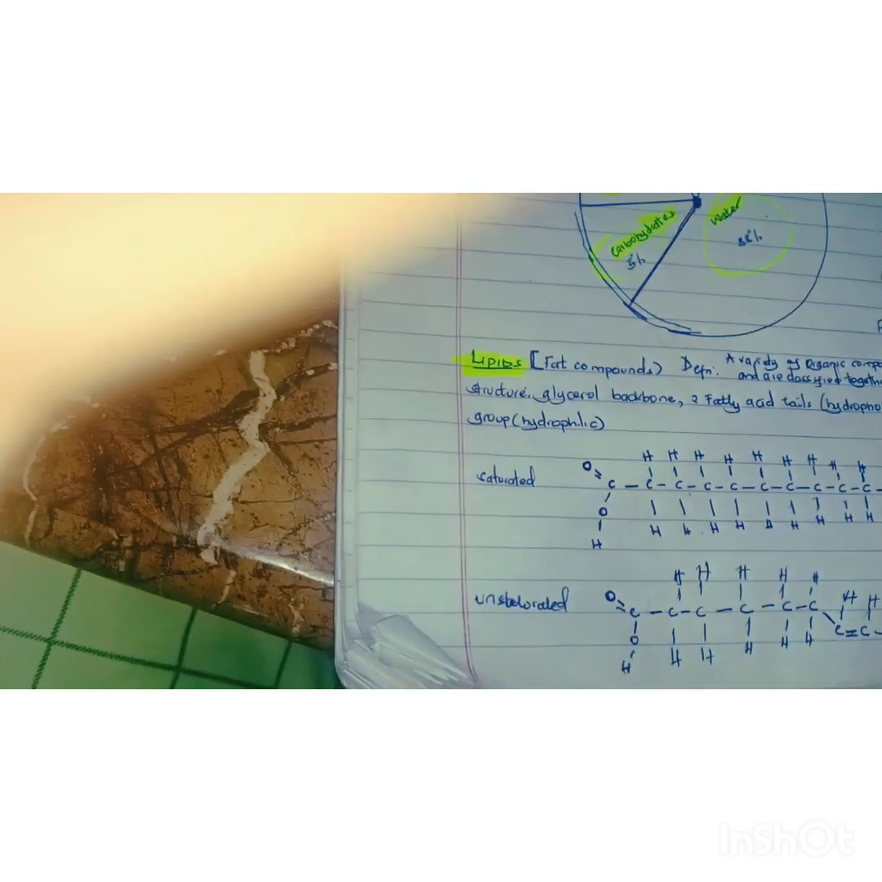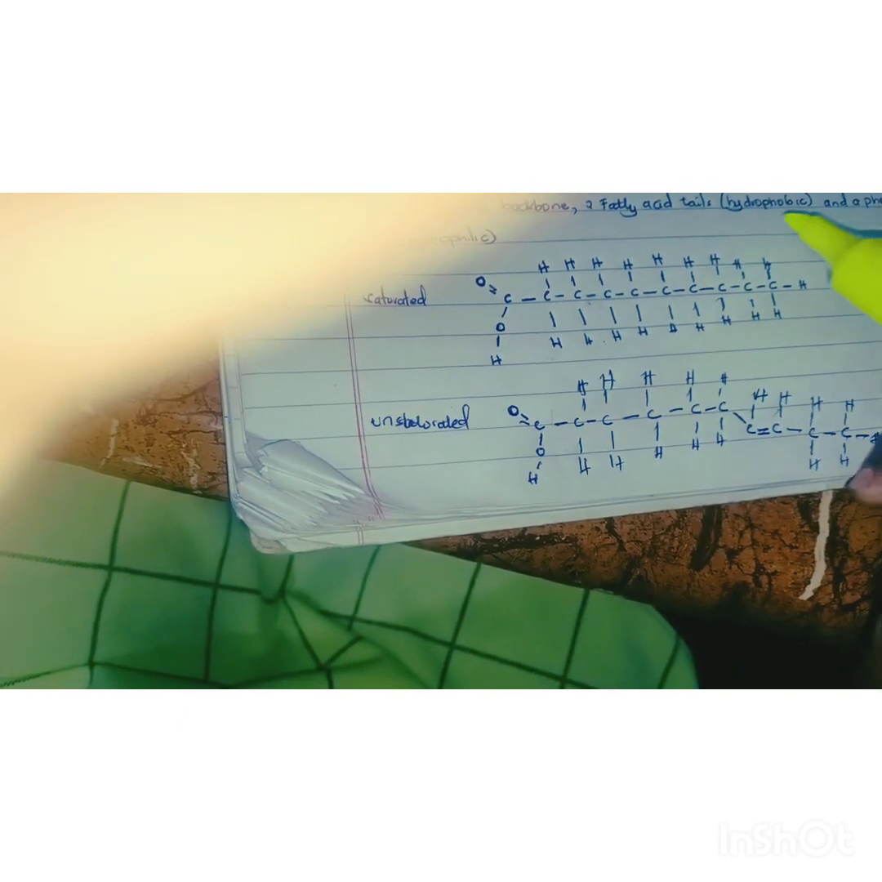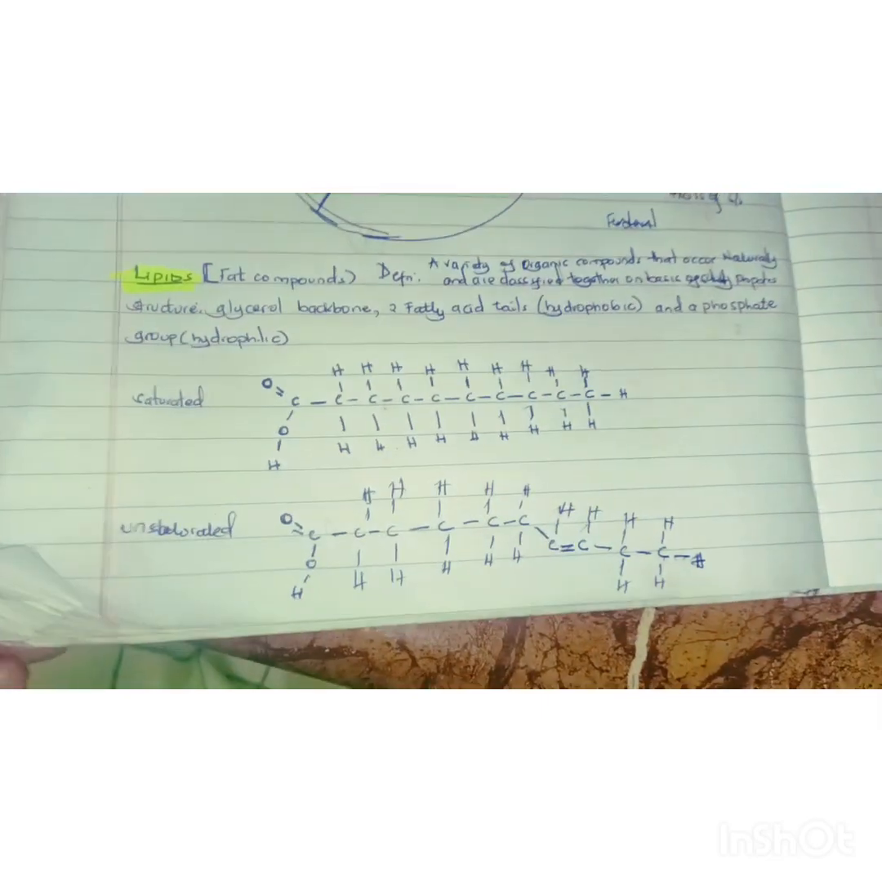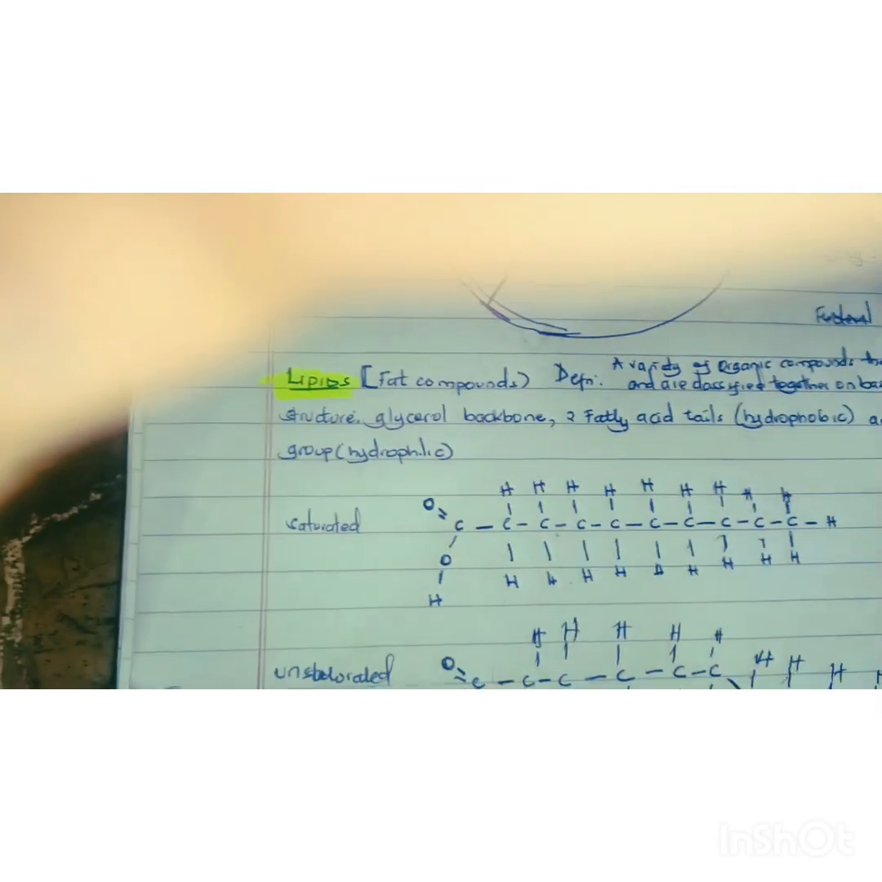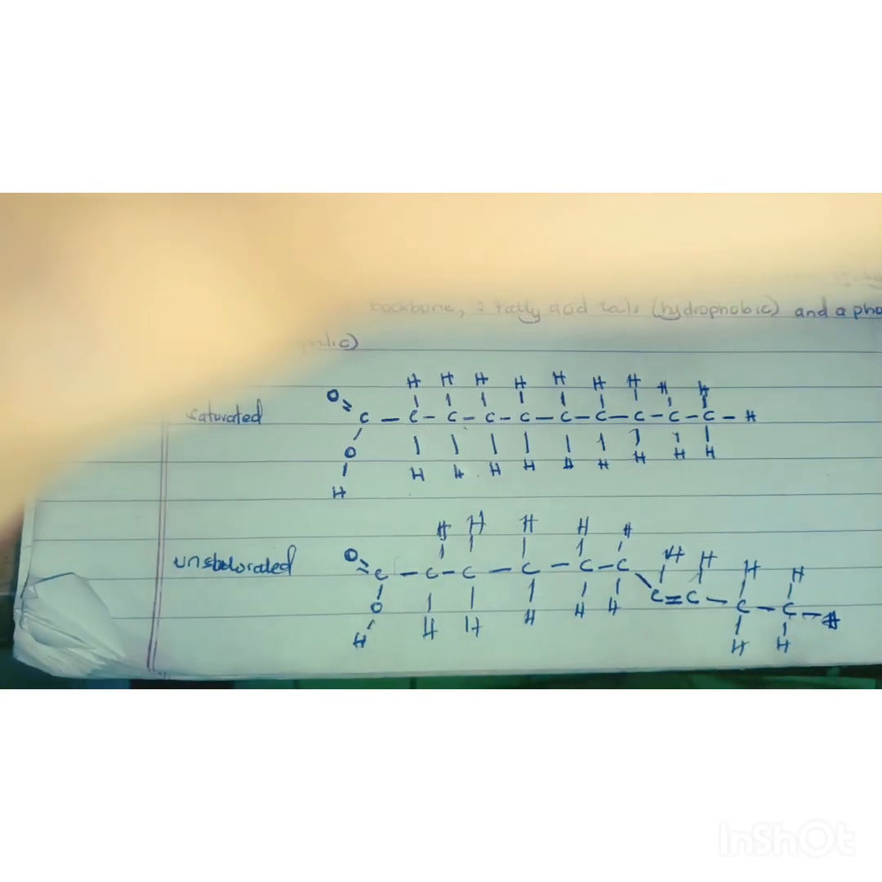Basically, there are a variety of organic compounds that occur naturally in nature, and they're classified based on their solubility properties. Normally, lipids have a hydrophobic tail and a phosphate group, which is hydrophilic. So we would say that this property of having both the hydrophobic and the hydrophilic end makes milk a perfect emulsifier.